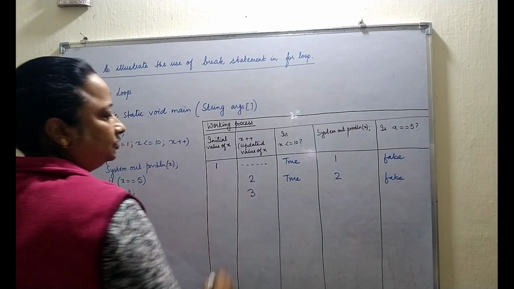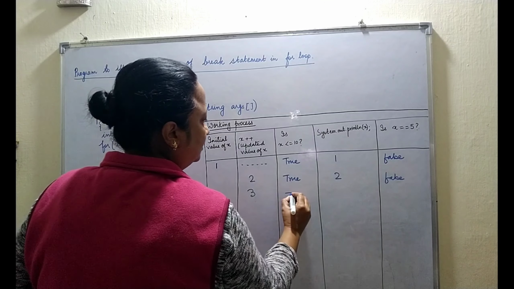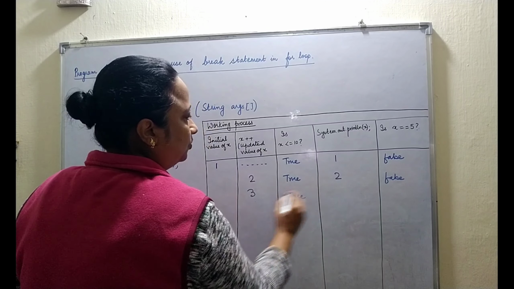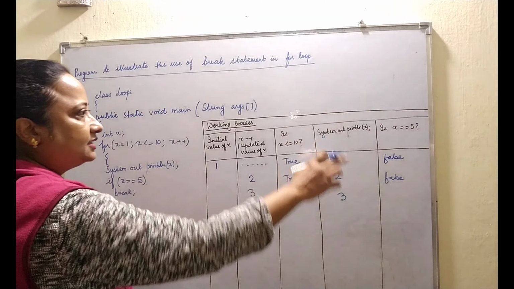So it will become what? 3. Now is x less than or equal to 10? This condition is true. So what will it print here? It will print 3. Okay. Now is x equal to 5?